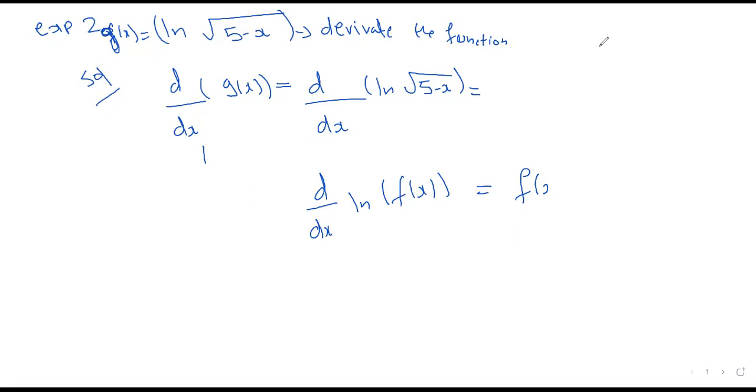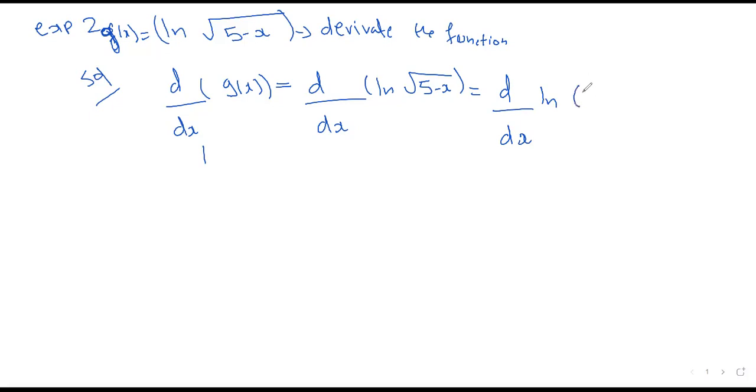So let's go further. We are not going to solve it directly. We will first write d by dx natural log of 5 minus x to the power 1 by 2. I've written this 1 by 2 in order to solve this. So this is f of x. What is f of x in this case? F of x is 5 minus x to the power 1 by 2.